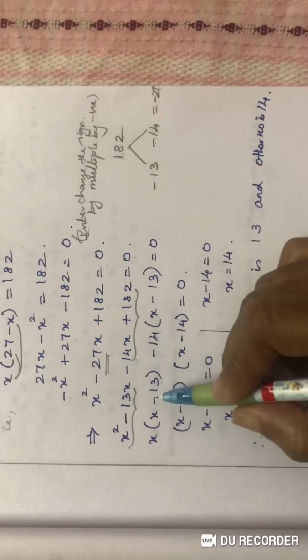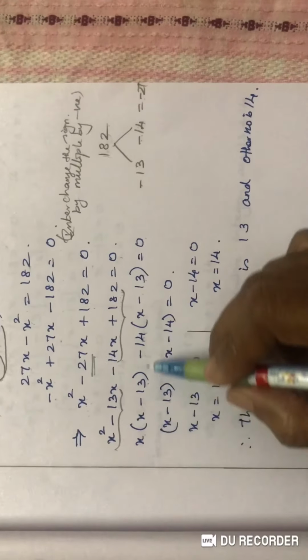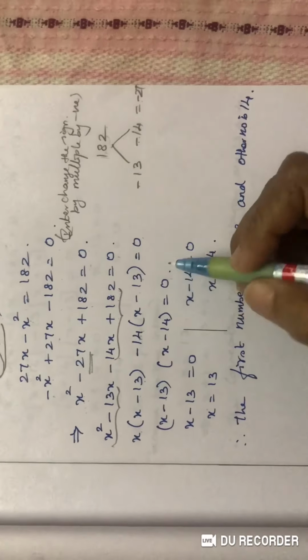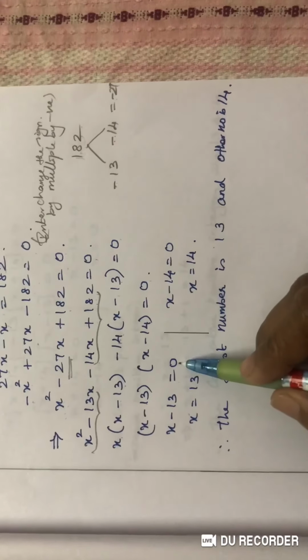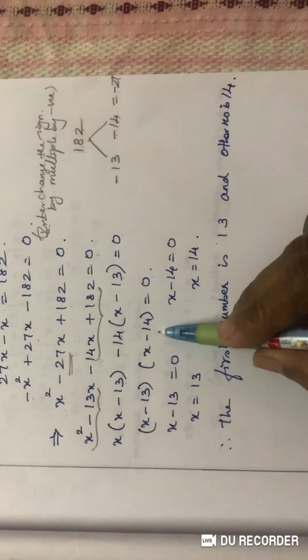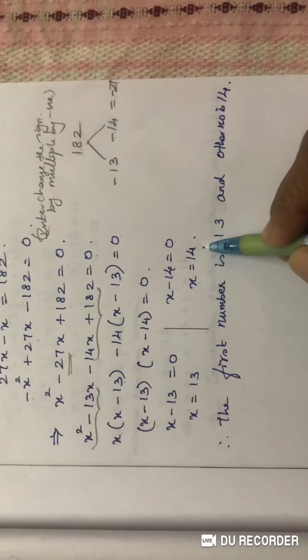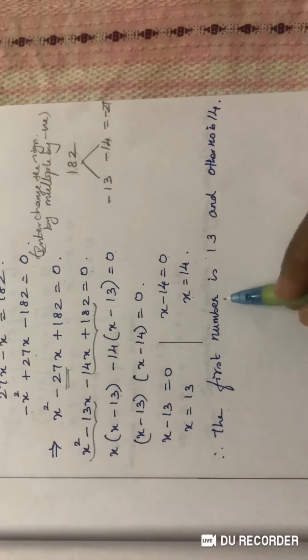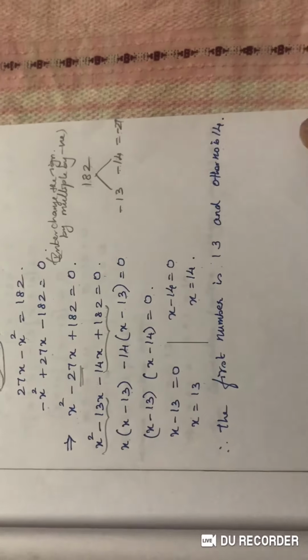Equal to 0. Now from these two, x minus 13 I can take as common, so the rest of the term is x minus 14 equal to 0. First part, x minus 13 equal to 0, that is nothing but x is equal to 13. Second case, x minus 14 equal to 0, just x is equal to 14. Therefore, the first number is 13 and the other number is 14.